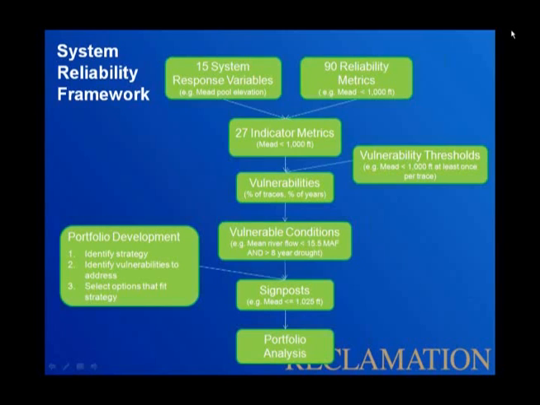For the water delivery indicator metrics, we then went through and identified the conditions that led to these vulnerabilities. These conditions we looked at were different system conditions, things such as mean river flow or droughts that you experienced. And we calculated these conditions that typically led to a vulnerability. So for example, if the mean river flow was below 15 million acre feet, you were likely to experience Mead below 1,000 at some point in time in the future.